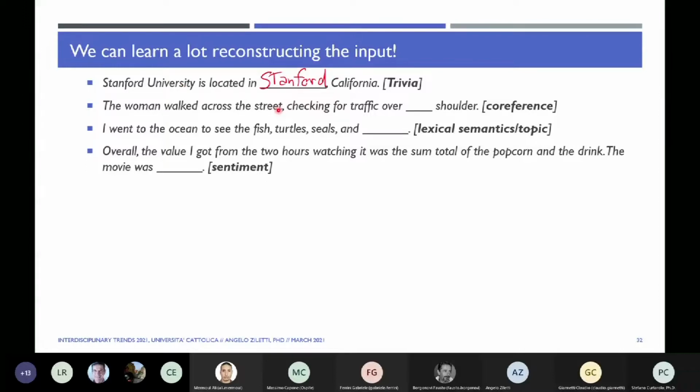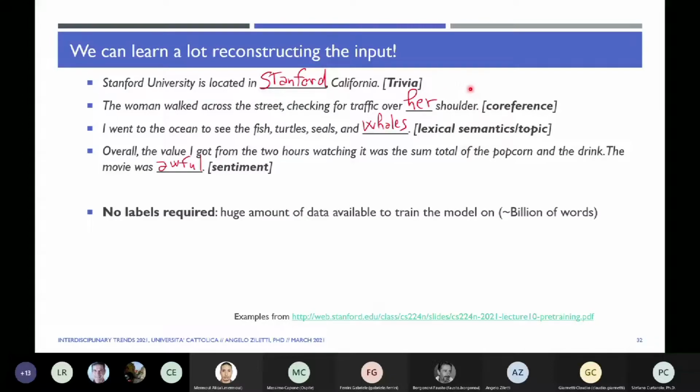Now the network will learn trivia questions, or maybe if you have "the woman walked across the street checking for traffic over her shoulder," that means the network needs to understand that this "her" refers to the woman, right? If you don't understand anything about language, you could also say "over his shoulder," right? But here it is woman, so it will be her shoulder. So it just gives you an idea of why people can train deep learning models by just masking the words and then learning the meaning of the text.